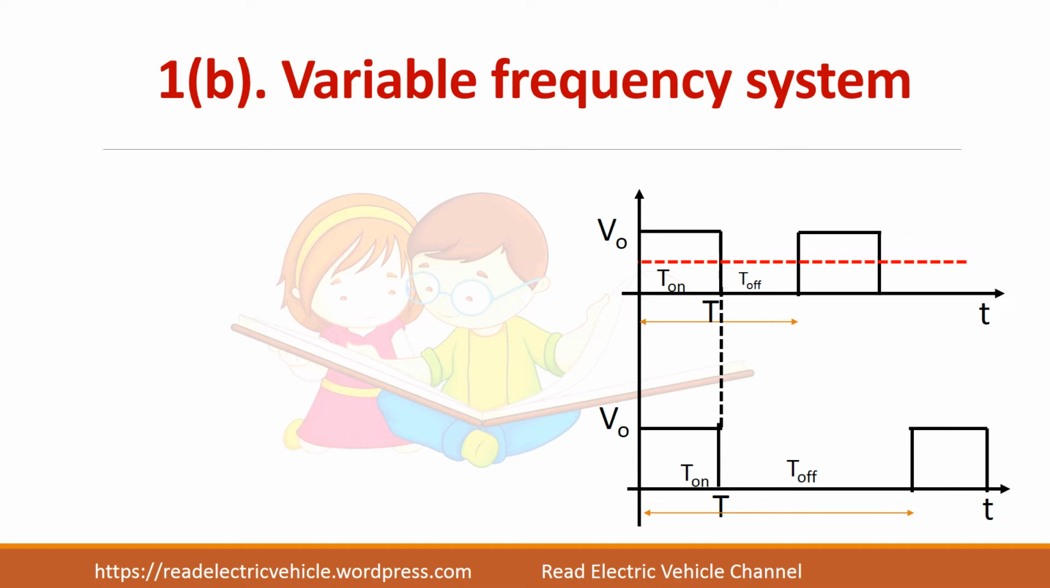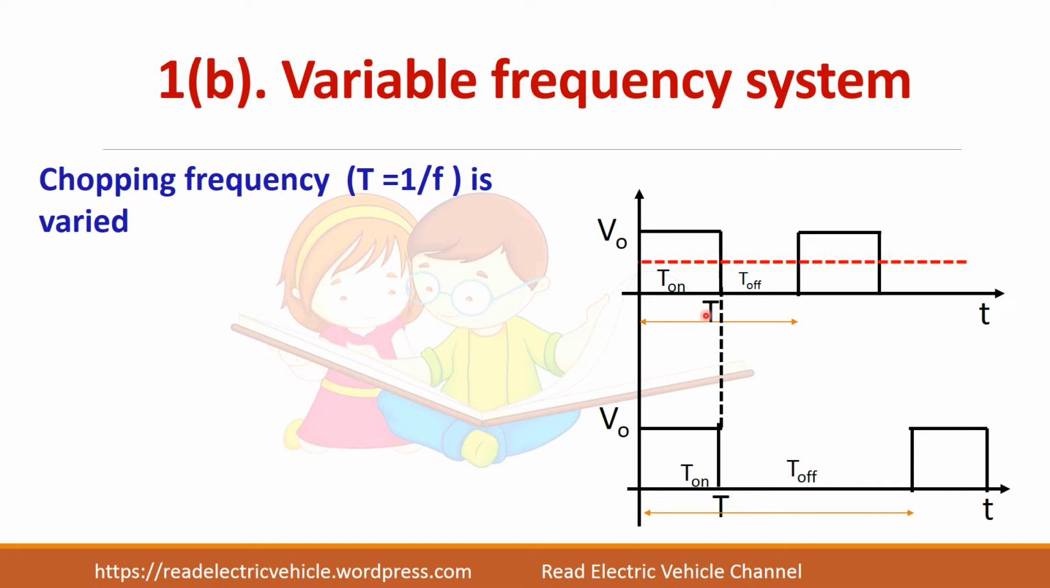In a variable frequency system, as the name suggests, the time period T or the frequency is varied. For example, you take this waveform. Here the on period and off period are there, and this is the total time period. In the next waveform you see the T on is kept constant, whereas the off period is increased. So the total time period is increased. In this case we are changing the total time period or the frequency.